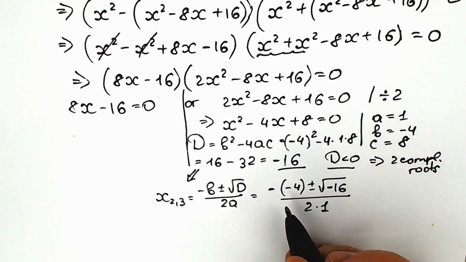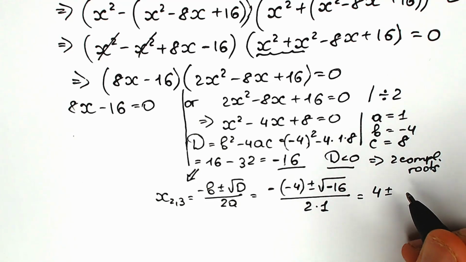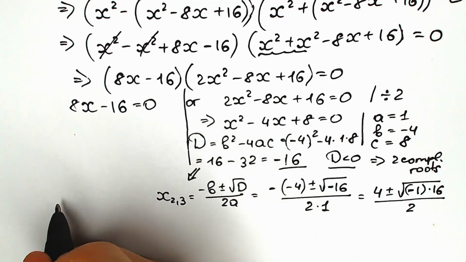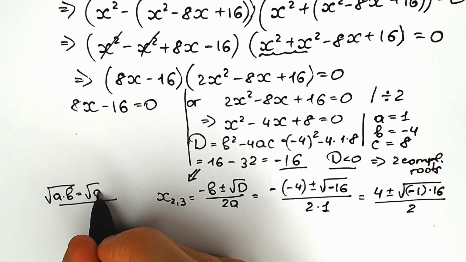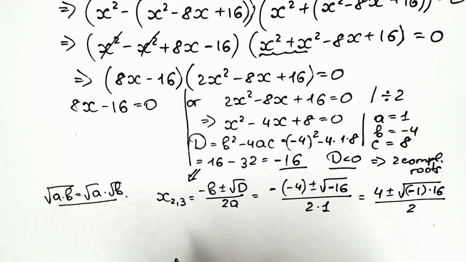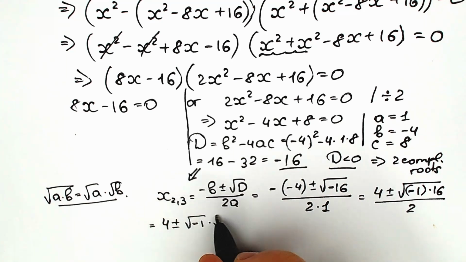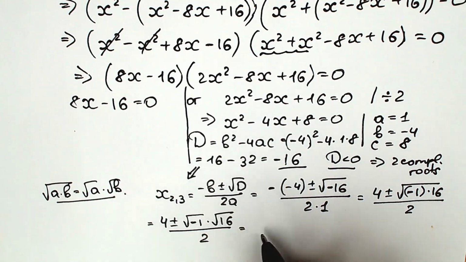We can easily simplify this real quick. Minus minus 4, we have 4 plus minus square root of minus 16. Let's write this square root of minus 16 as square root of minus 1 times 16, okay? And we divide it by 2. Right now we need to remember a really great property. I'm going to write this property right here at this point. Whenever we have a square root of a times b, we can write it as square root of a times square root of b. So we can easily split it, yeah? As a result, we have 4 plus minus square root of minus 1 times square root of 16 all over 2. Really great. So as a result, we have 4 plus minus square root of minus 1 equal to i, square root of 16 equal to 4, and we divide it by 2.